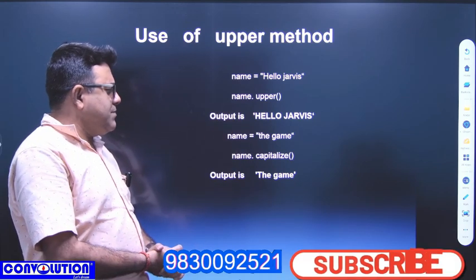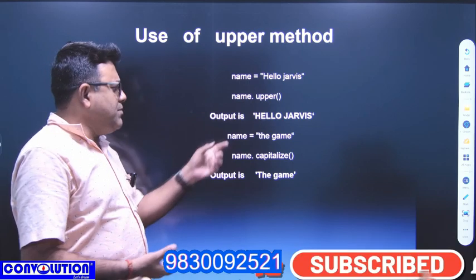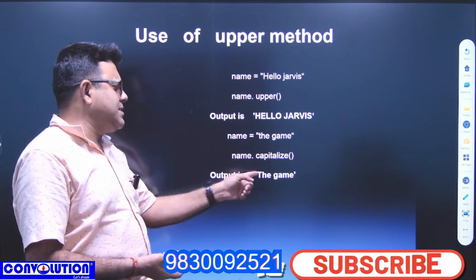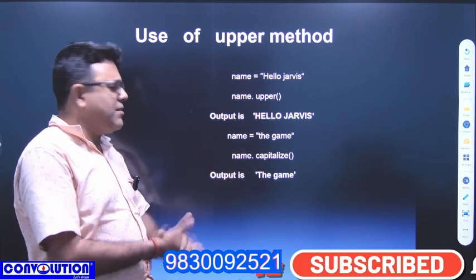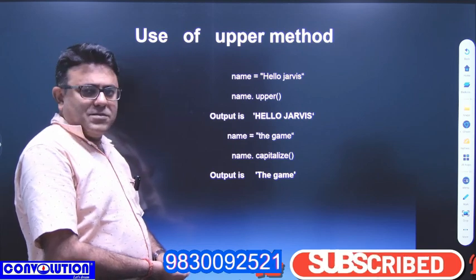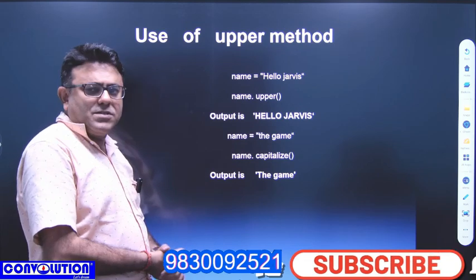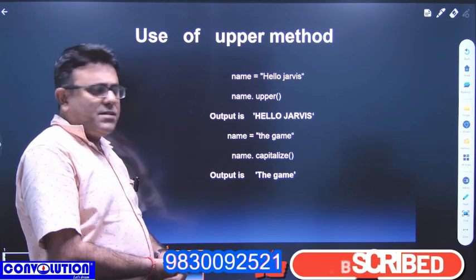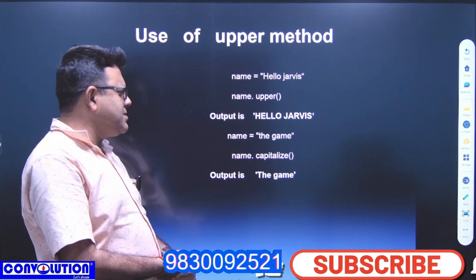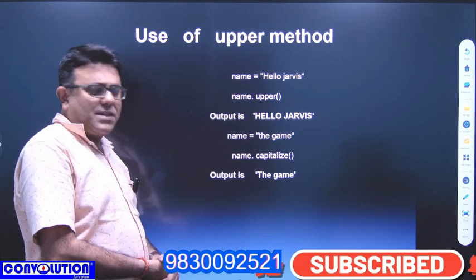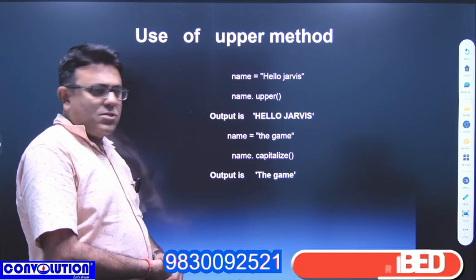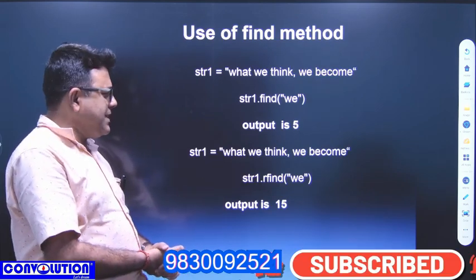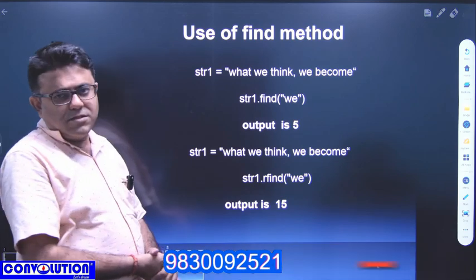Next comes another method called capitalize. I am using one name, the game. When I use capitalize, see this T of the is becoming capital. We know the first character of a particular statement must be capital. That is done by the capitalize function. The function of capitalize is to convert the first character of a sentence into uppercase. This is also a very important method in Python.